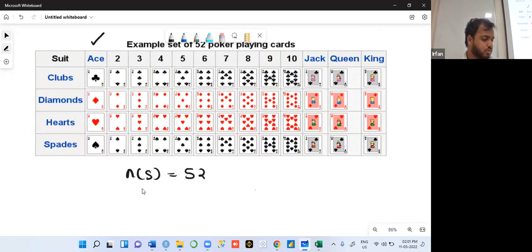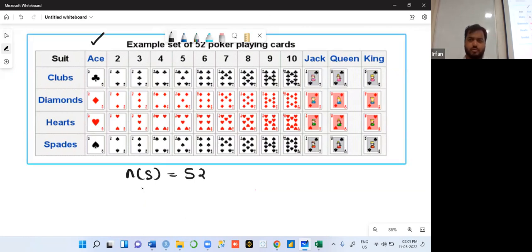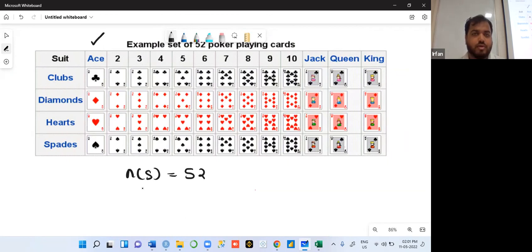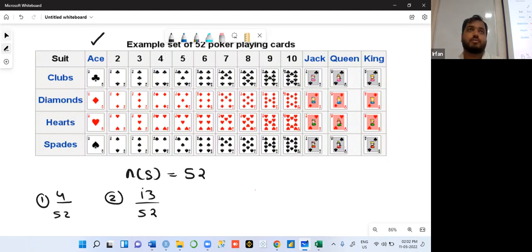Shubham done. Second, heart card. How many heart cards do we have? 12. 1 to 10, 10 plus 3. So the first one is 4 by 52. For the second one, it should be 13 by 52. Are you able to solve? Should I solve for you? Are you able to solve now? Vallabh, Shantanu.